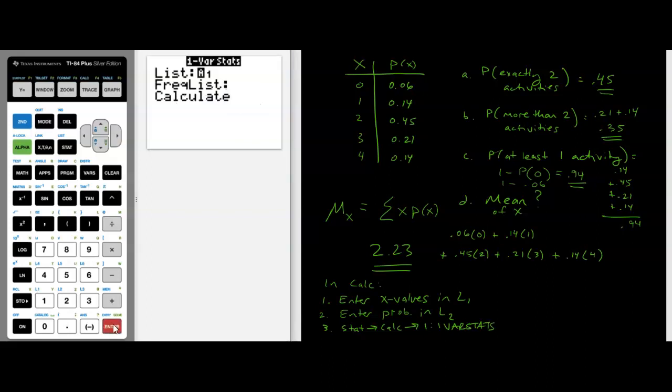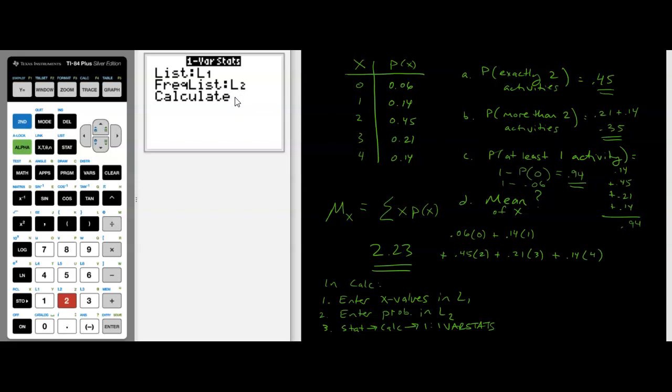Okay, let's see what happens. So I press enter. Notice it says list L1, but we put our discrete random variable in L1, and we put our corresponding probabilities, or what's known as frequencies, in L2. So let's go down and put L2 in our frequency list. Now, when you leave this module, be aware that some of you that especially have this format of a calculator will now have L2 in the frequency list, so you may need to delete that later on in this course.